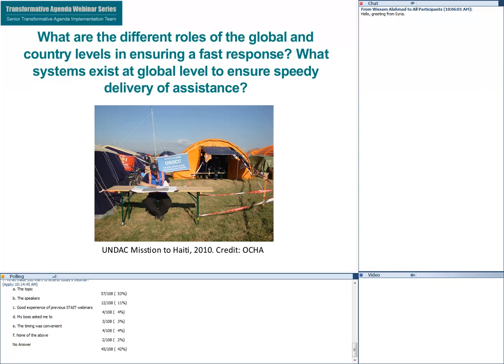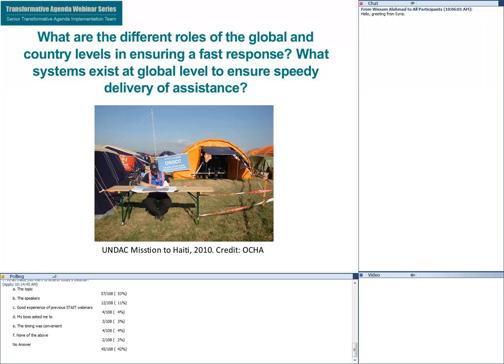Thanks, John, and I really appreciate your openness and frankness in looking into things that are critical. It's also important to be able to make us all move forward. In today's webinar, we're looking into one particular recognition mechanism, and this is the rapid response mechanism.